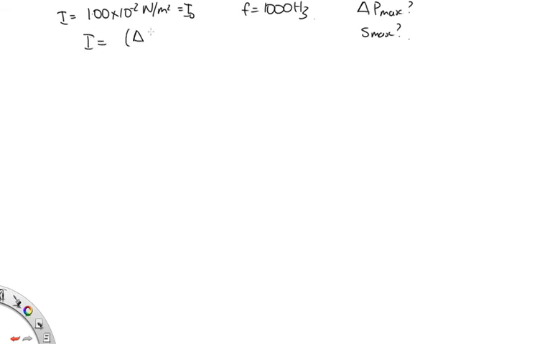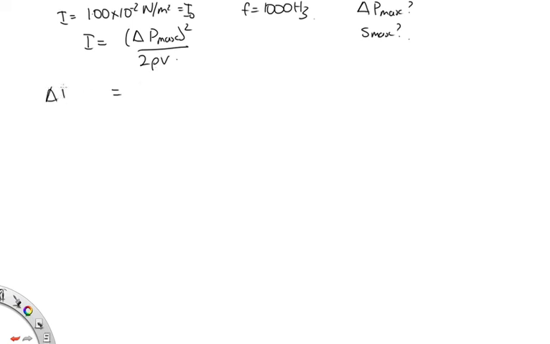Initially our intensity is equal to 1.00 times 10 to the minus 12 watts per meter squared, which is I naught, and the frequency is equal to 1000 Hertz. We're asked to find the pressure differential and the displacement. We can use the equation I is equal to delta P max squared over 2 rho V. We just need to substitute into this equation.